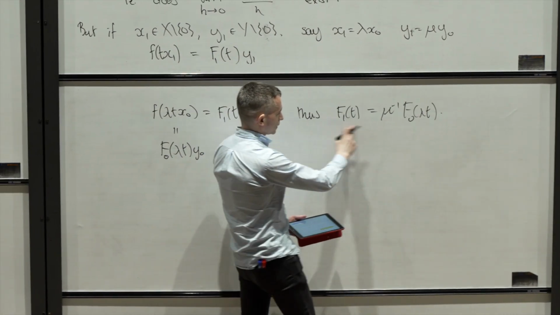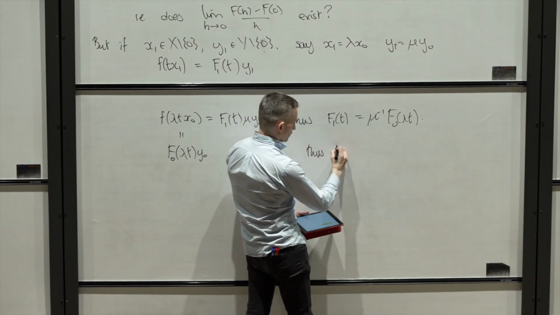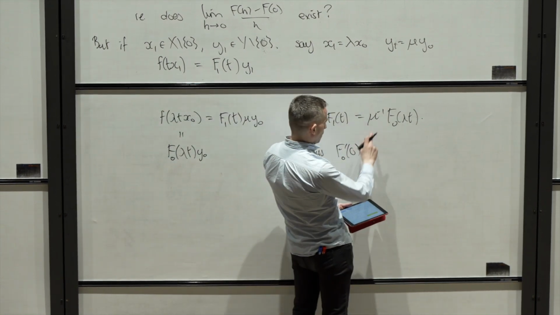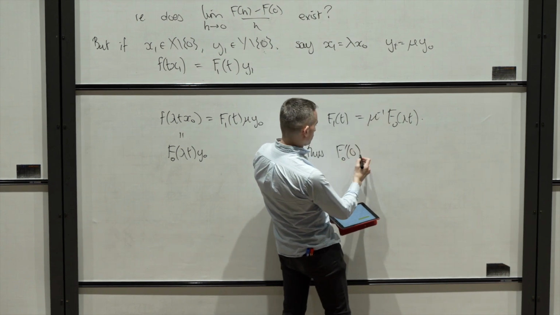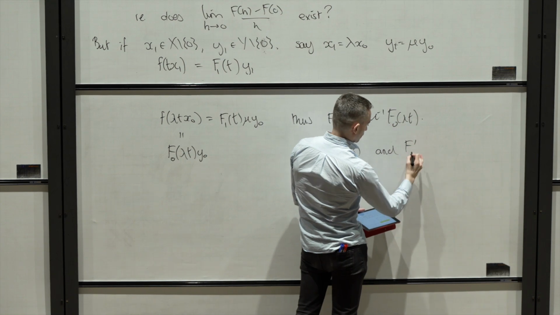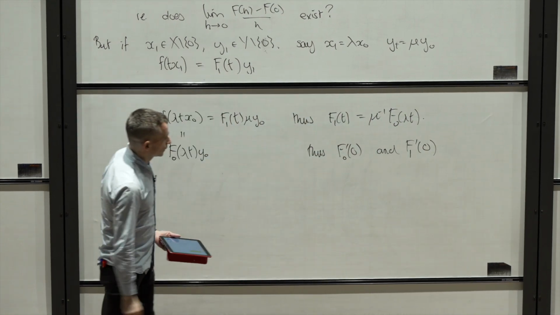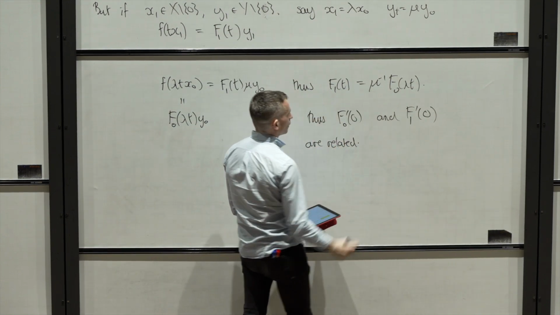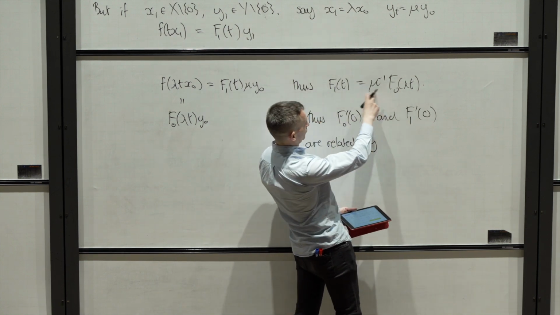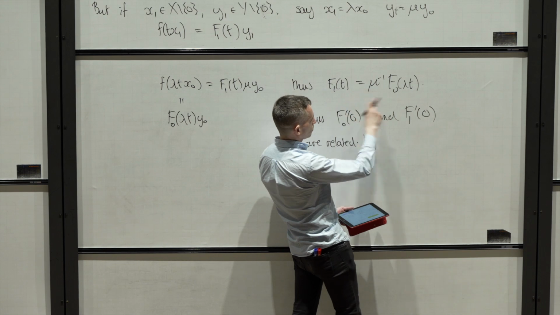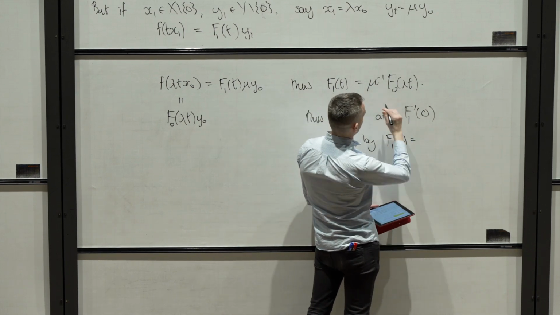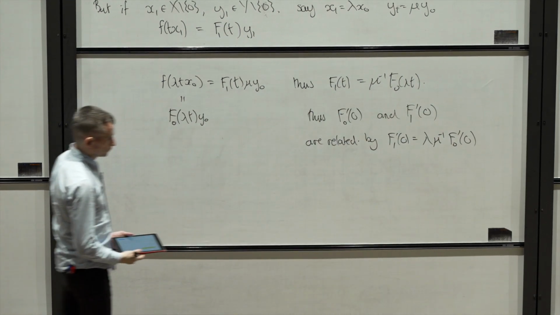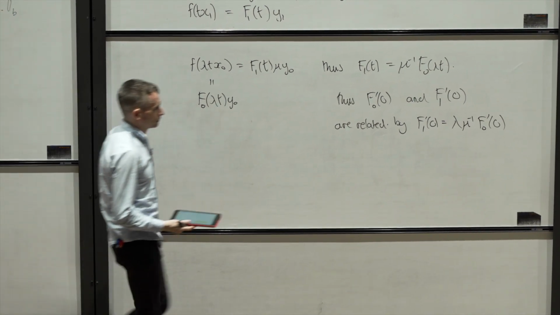And so what that means is that the derivative, when I chose the coordinates x0 and y0, that will get multiplied by, in the corresponding thing if I use the derivative of the function f1. They're related by, well, just this expression here, right? That f1 prime at 0 will be lambda mu inverse f0 prime at 0. Okay, so it does depend on the coordinates.